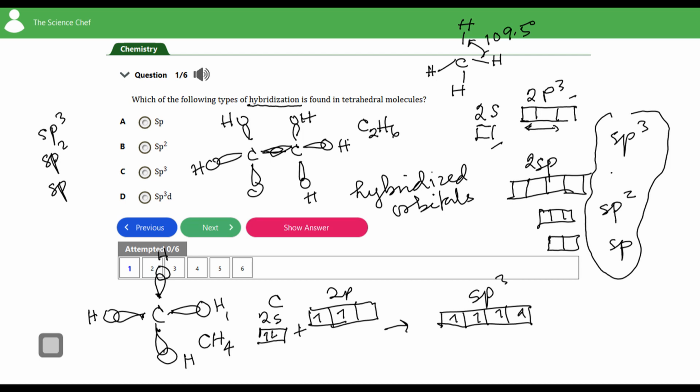So let's look at the other ones: sp2 and sp. In sp2, 3 orbitals will be involved in the bonding. So we have this: sp2 and an unhybridized p orbital. When that happens, that's when you get your carbon-carbon double bond. The bond angle in sp2 hybridization is 120 degrees, and the shape is trigonal planar. While sp hybridization will give you a linear shape with a bond angle of 180 degrees.